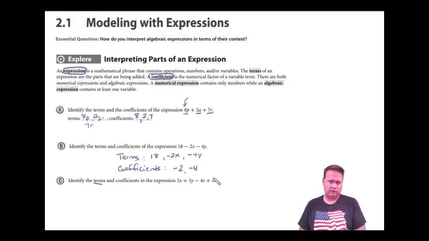Let's take a look at this last one. It has four terms. There's a 2x, a 3y, a minus 4z, and a plus 10. You can take a moment and write those down. Those are your four terms, but it only has three coefficients. The coefficients, I'll abbreviate it, are 2, 3, and negative 4. Remember that 10 is a constant term. It doesn't have a variable, so it's not a coefficient. There's no letter there. It's just a constant.